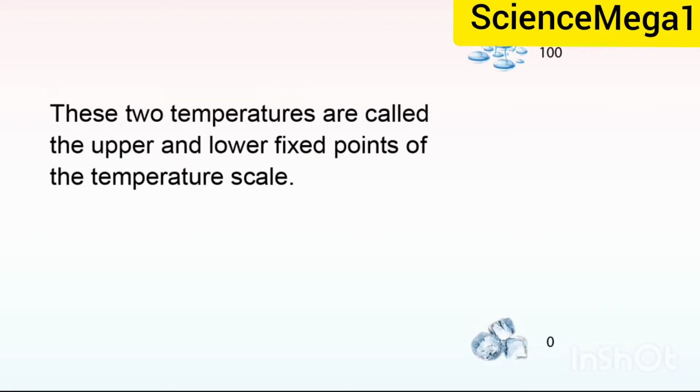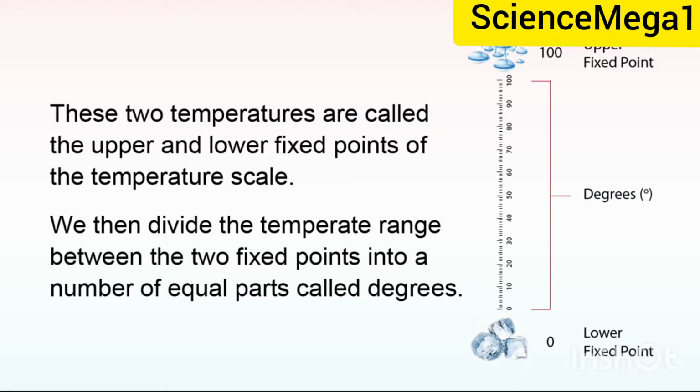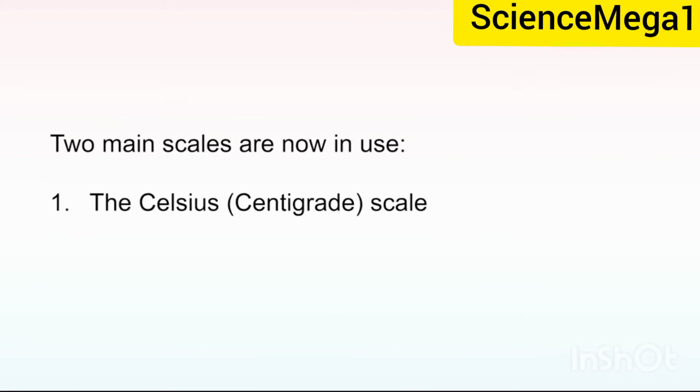These two temperatures are called the upper and lower fixed points of the temperature scale. We then divide the temperature range between the two fixed points into a number of equal parts called degrees. So you now know what the degree is. Two main scales are now in use, which are the Celsius or centigrade scale and the Kelvin scale.